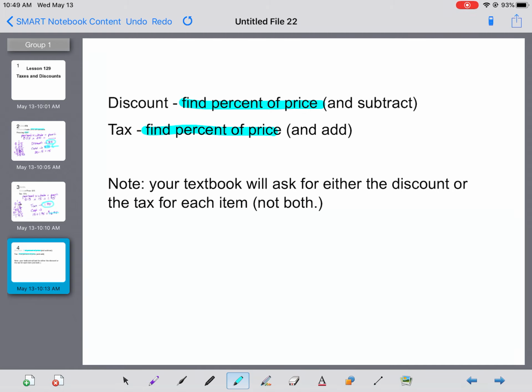And then one other thing is that your textbook is going to ask for either the discount or the tax for each item, not both. So don't think to yourself, oh, I have to calculate this discount on whatever item it is, and then I have to figure out what the tax is going to be. It's going to ask for one or the other. So just keep that in mind, and that should make your life a little simpler as well. And if you have any questions, let me know.